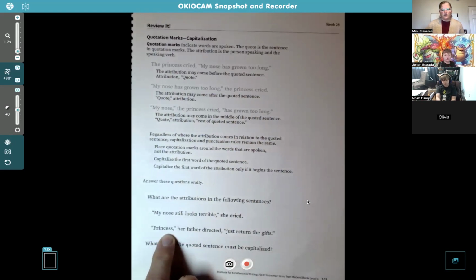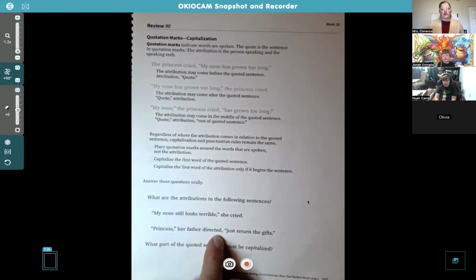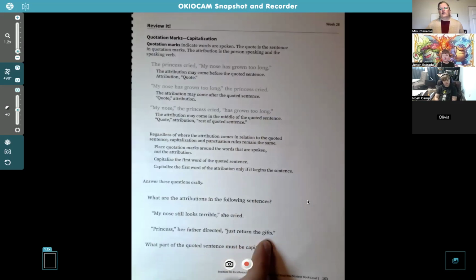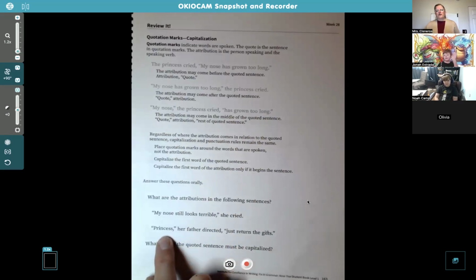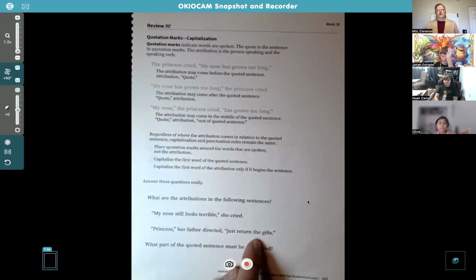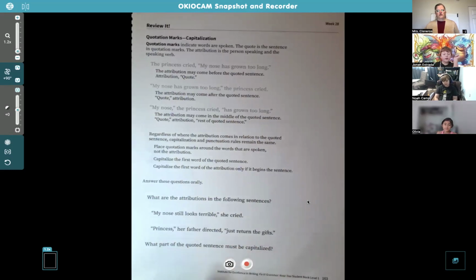It says, "Princess, her father directed, just return the gifts." What part of that sentence is the attribution, Jonah? His father directed. Good. Her father directed. Yes, that's telling who said it and how they said it. He directed her. So very good, Jonah. That's the attribution right there, telling who said it and how they said it.